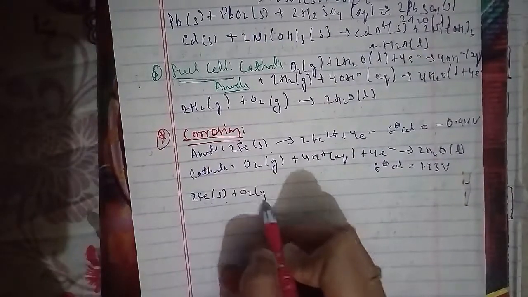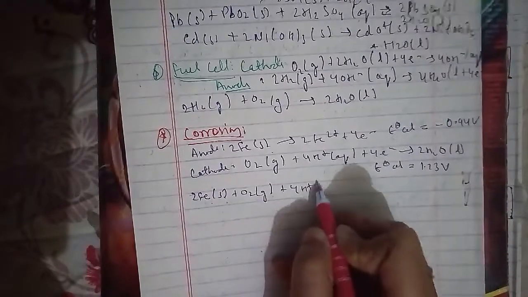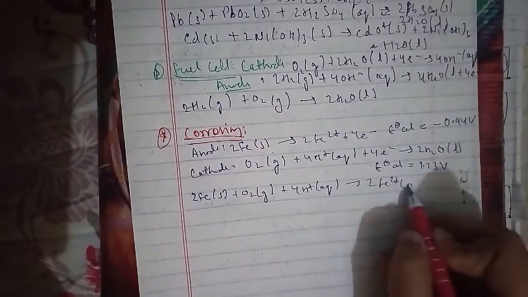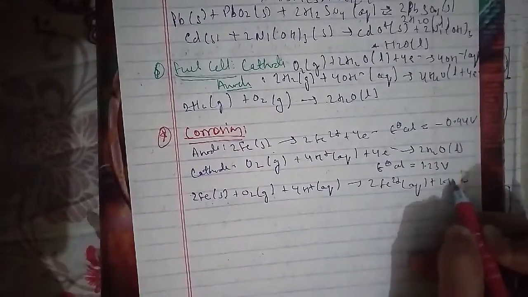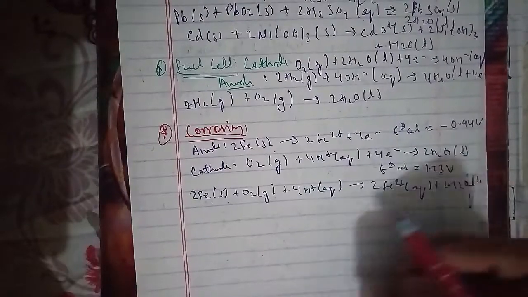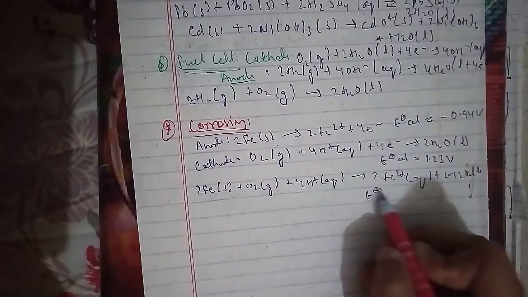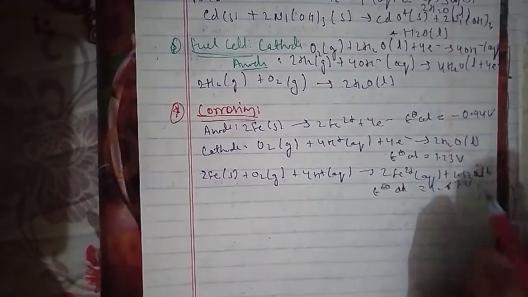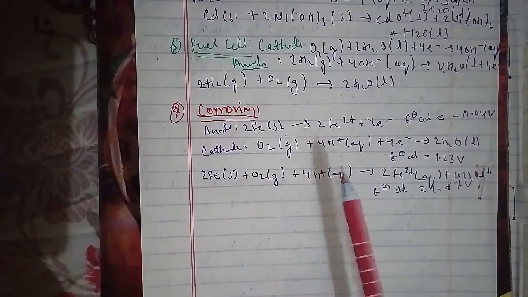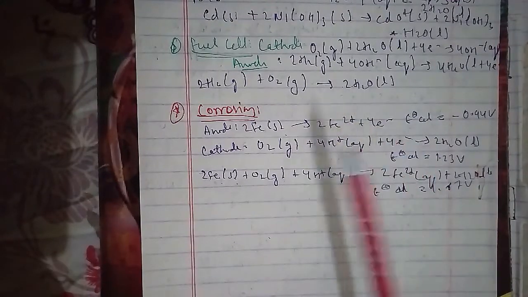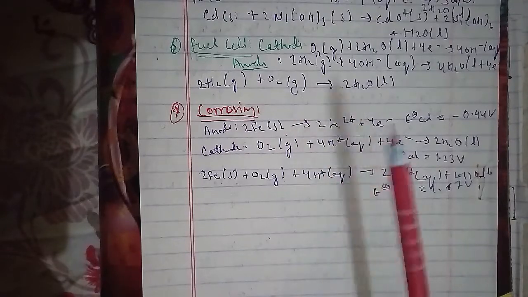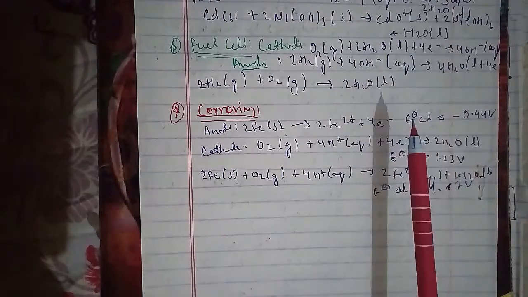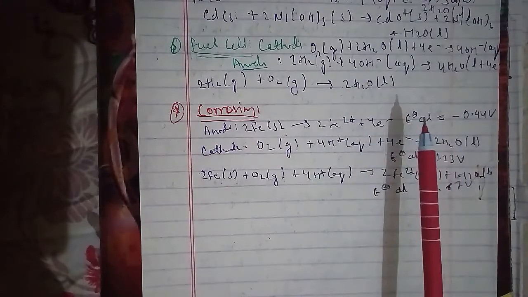2Fe solid plus O2 gas plus 4H+ aqueous gives 2Fe2+ aqueous plus 2H2O liquid, and E cell equals 1.67 volt. The ferrous ion is further oxidized by atmospheric oxygen to the ferric ion, which comes out as rust in the form of hydrated ferric oxide, Fe2O3·xH2O, with further production of hydrogen ions as well.